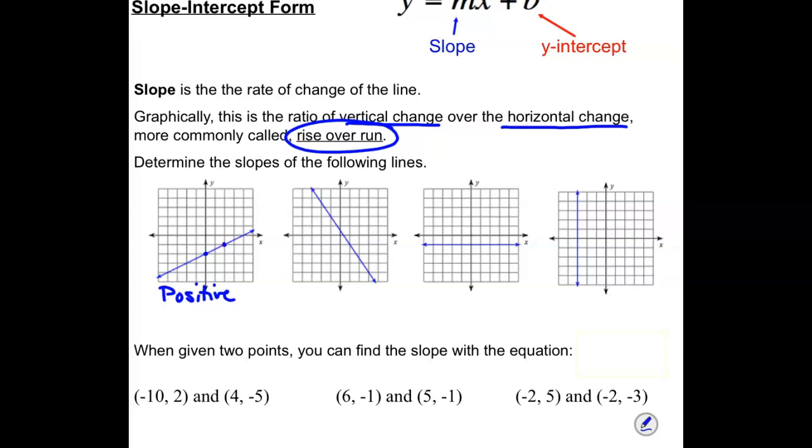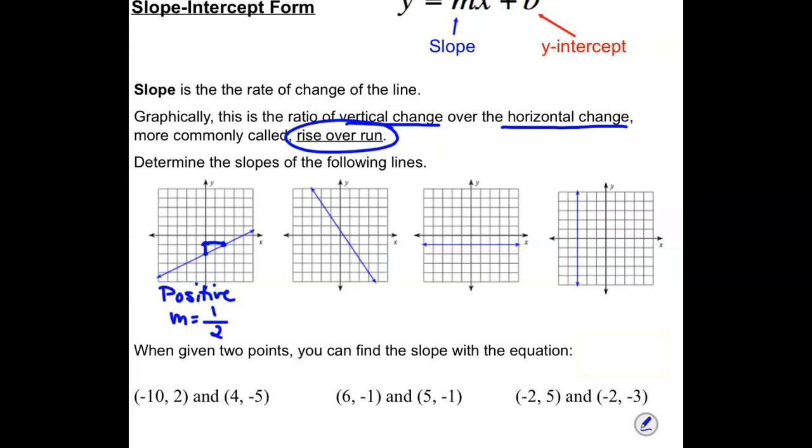So if I try these 2 points, I am rising 1 unit and I'm running 2 units. Both of those were in a positive direction. Rising is positive. If we go down, it would be negative. Moving to the right is positive. Moving to the left would be negative.